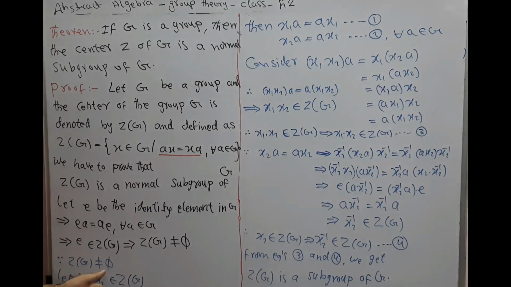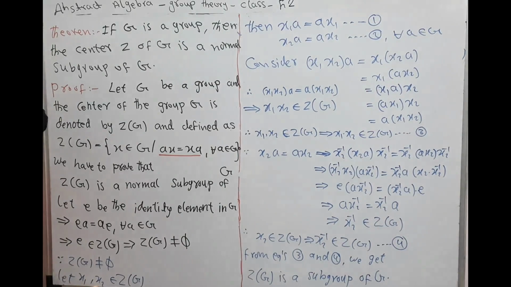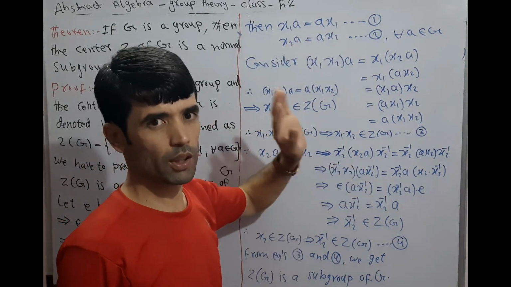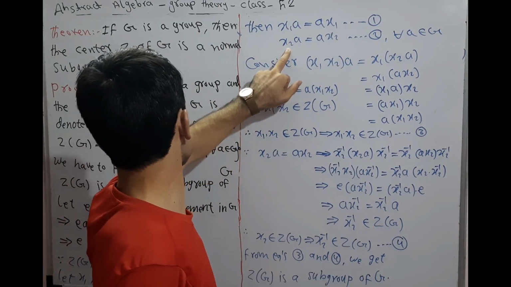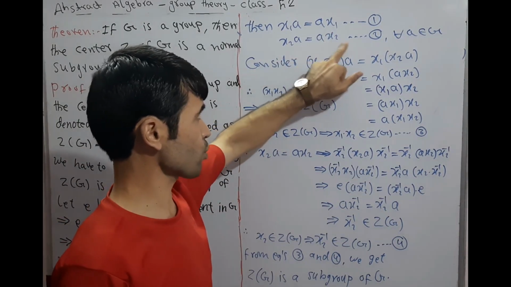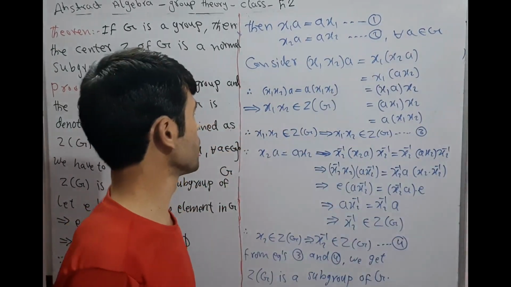Since Z(G) is a non-empty set, we assume that x1, x2 belong to Z(G). Then x1 a equals a x1 according to the definition of Z(G). Similarly x2 into a equals a x2. It is relation 2, for all a belongs to G.